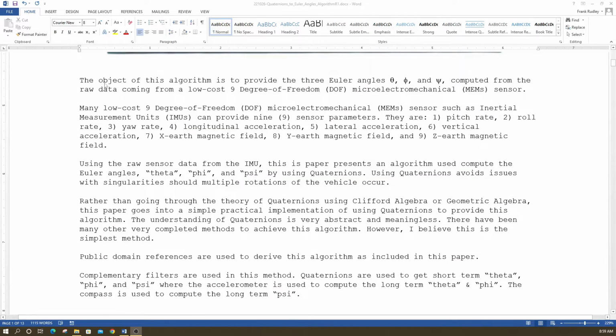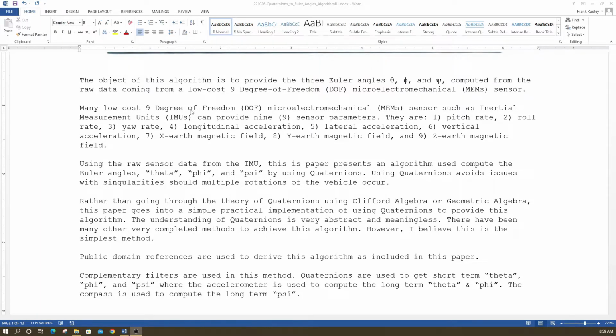The object of this algorithm is to provide the three Euler angles, theta, phi, and psi. That's pitch angle, roll angle, and azimuth angle, computed from the raw data coming from a low-cost, nine degree of freedom micro electromechanical MEMS sensor.